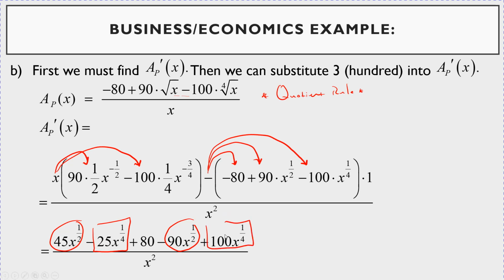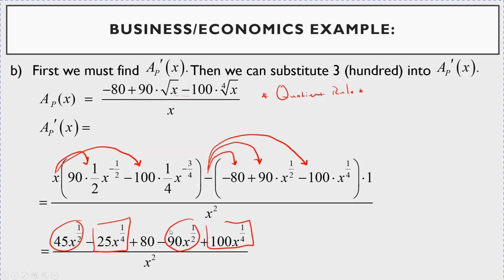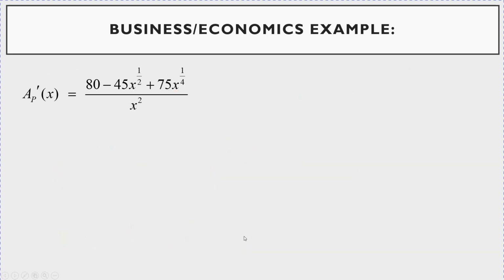Okay, so when you do that, what do you get? So the 80 stays. You get minus 45x to the 1/2 because you have 45x to the 1/2 minus 90x to the 1/2. That's where that comes from. And then minus 25x to the 1/4 plus 100x to the 1/4 gets you 75x to the 1/4. And then this again is just the denominator squared. Okay, so that is the derivative of the average profit function.